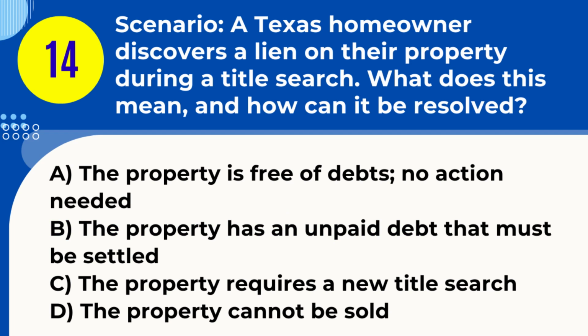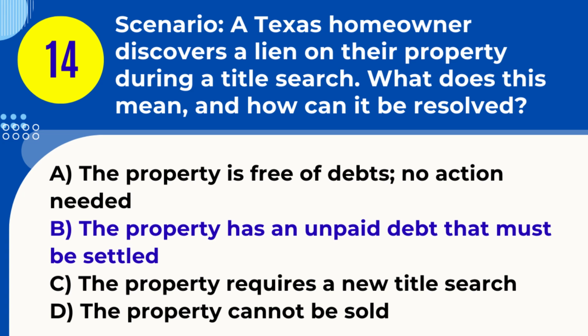Question 14. Scenario. A Texas homeowner discovers a lien on their property during a title search. What does this mean, and how can it be resolved? A. The property is free of debts. No action needed. B. The property has an unpaid debt that must be settled. C. The property requires a new title search. D. The property cannot be sold.